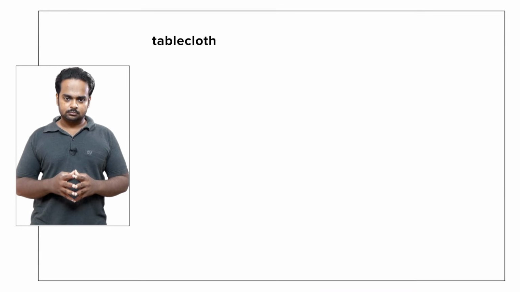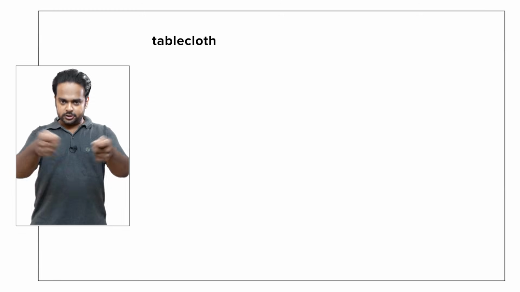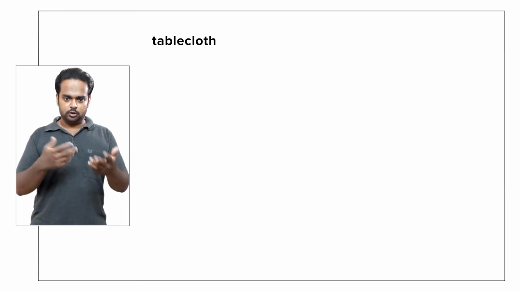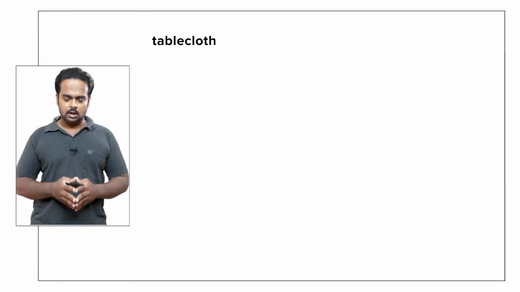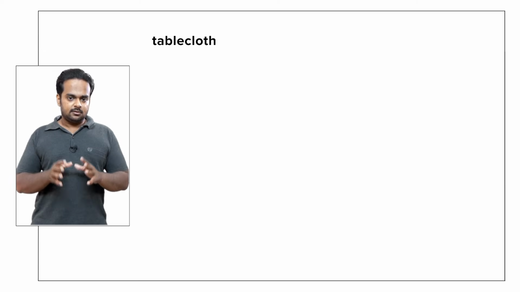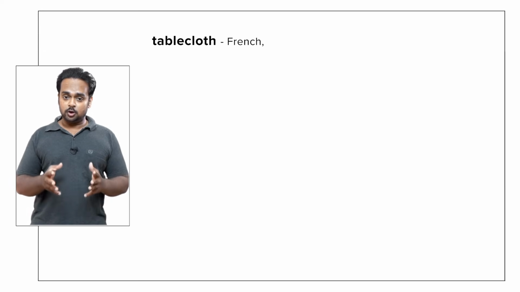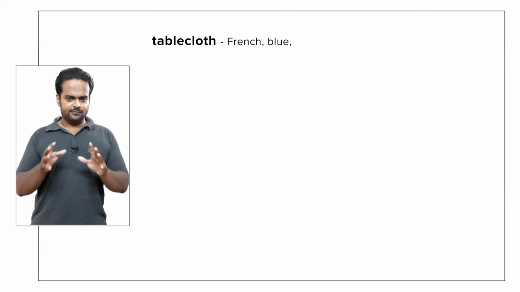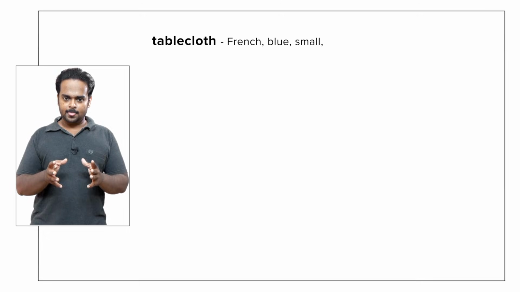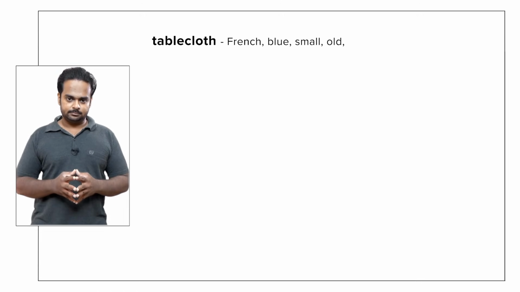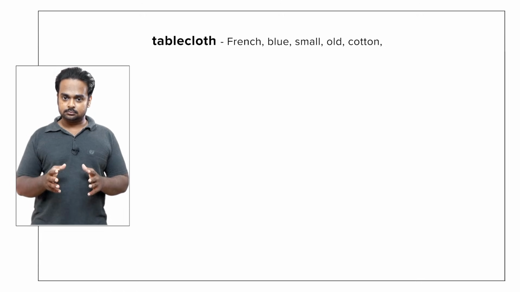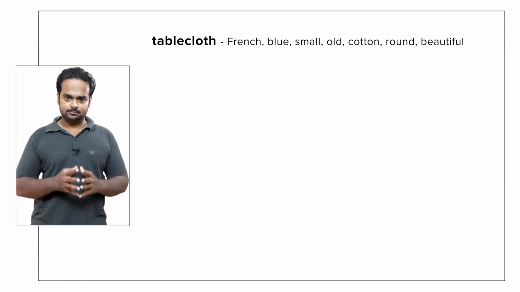In my home, I have a tablecloth. You know, a cloth that you put on a table before you put any food on the table. This tablecloth is from France. It's blue in color. It's not very big, it's small. And it's also quite old. It's made from cotton. Oh, it's round in shape, and it's beautiful.